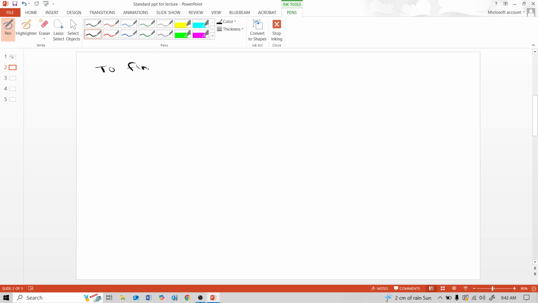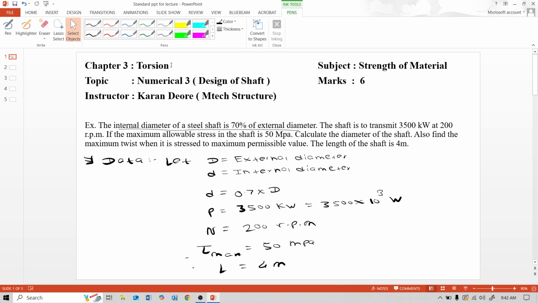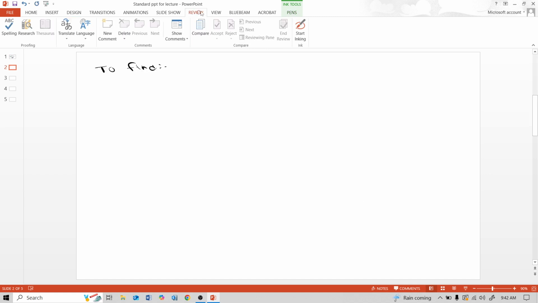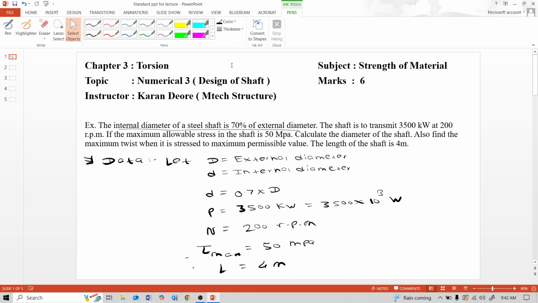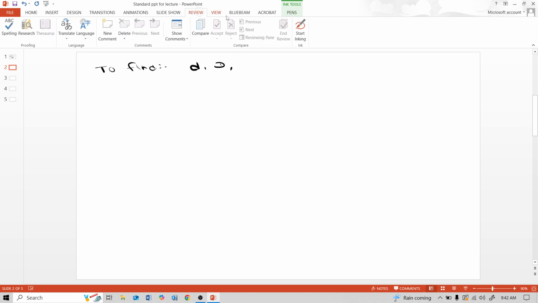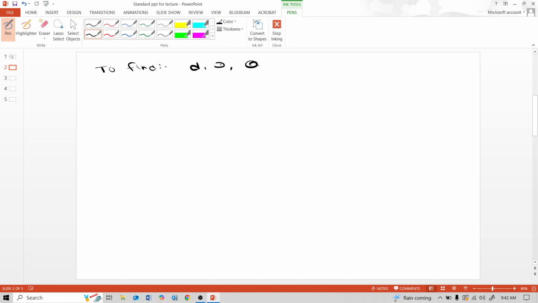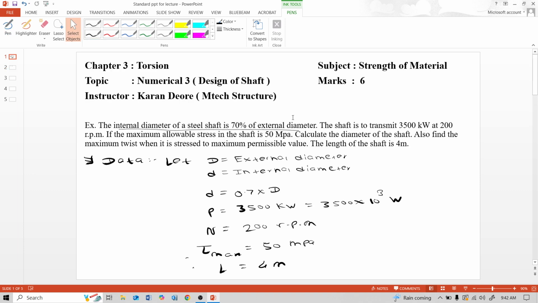And to find the diameter of the shaft, that means small d and capital D, both diameters, and also find the maximum twist, theta, when it is stressed to maximum permissible value.